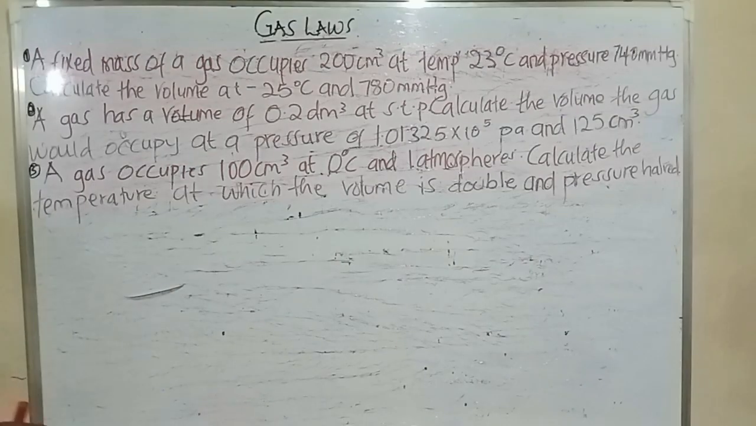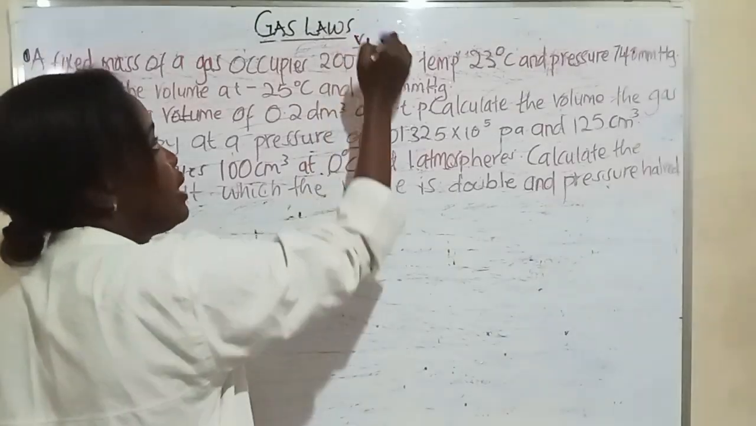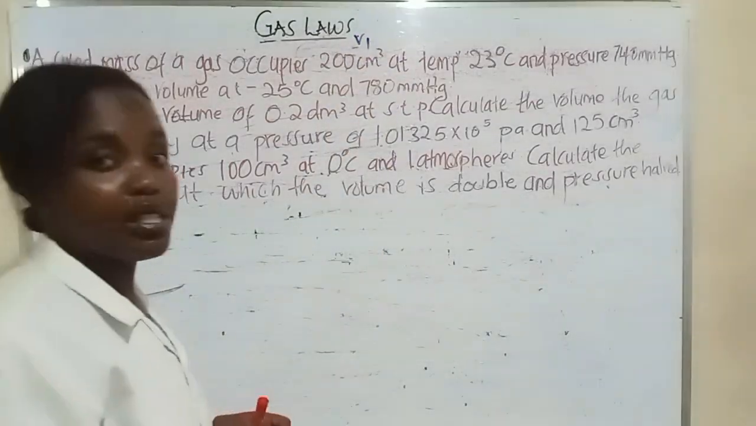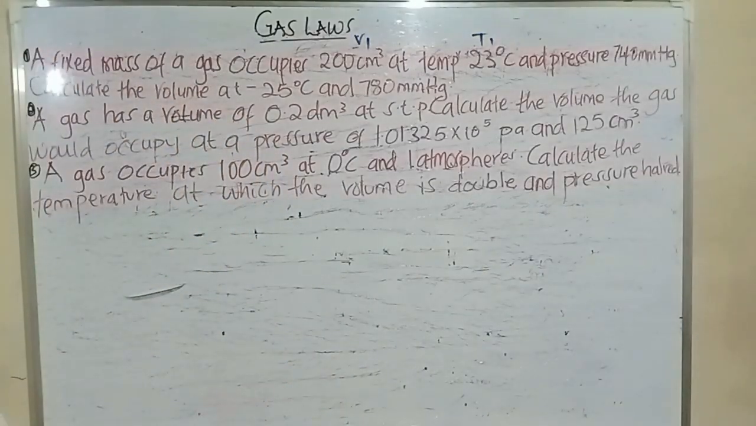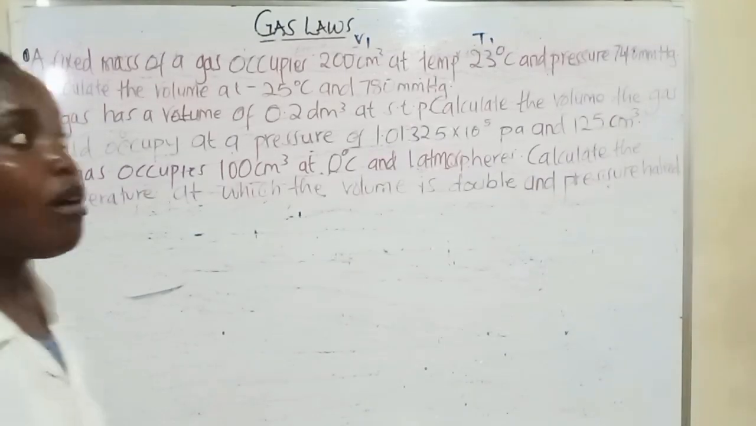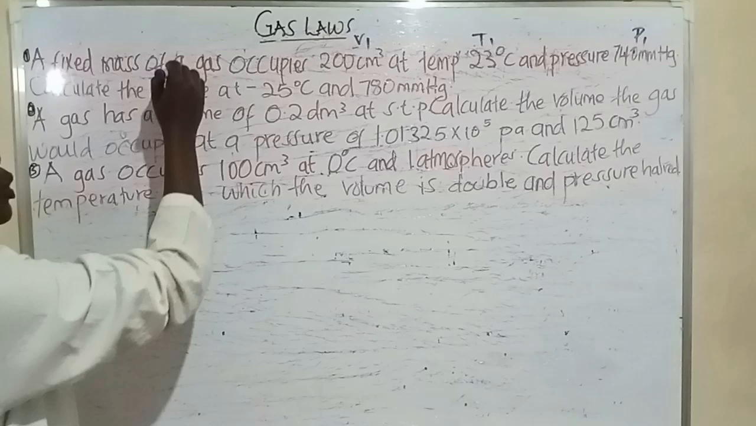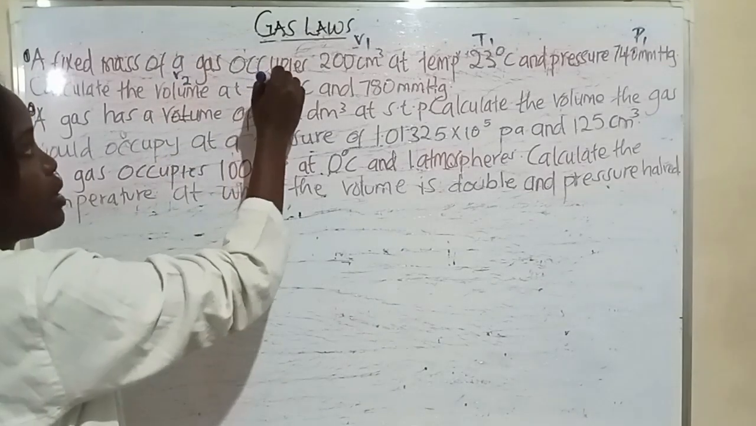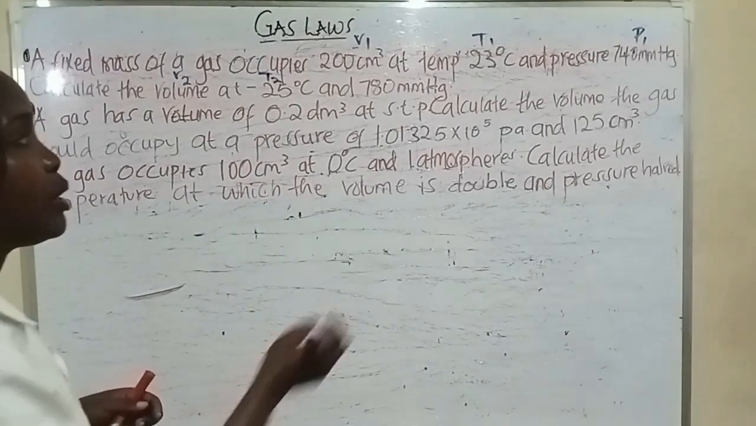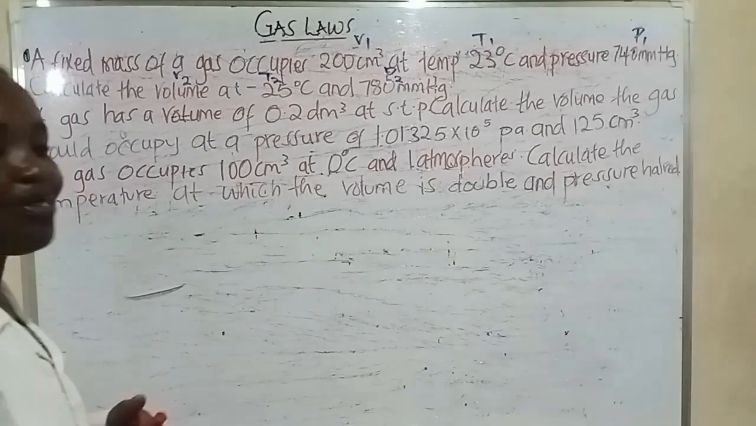Now, let us work out the first question. You're told a fixed mass of a gas occupies 200 centimeters cubed. We are going to label that V1, at a temperature of 23 degrees Celsius. That is our T1, and a pressure of 740 mmHg, millimeters of mercury. So this is our P1. Calculate the volume. So we're being told to work out V2 at negative 25 degrees Celsius, which is our T2, and 780 millimeters of mercury, which is our P2. That is how you're supposed to do it, so that it can be easy for you.